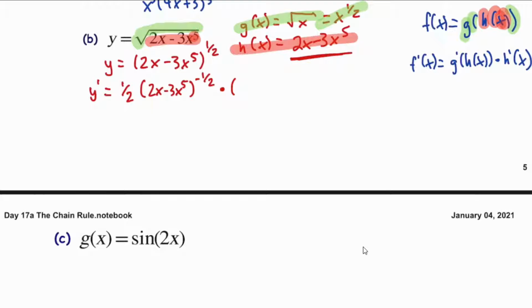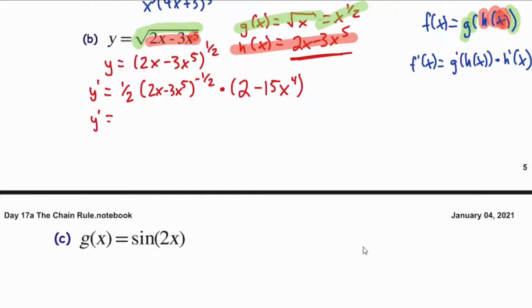So the derivative of 2x is going to be 2. The derivative of negative 3x to the power of 5: the 5 comes down, multiplied by the negative 3 to get negative 15x, and I subtract 1 from the exponent, so now it's 4. All right, now let's see if we can tidy this up a little bit.